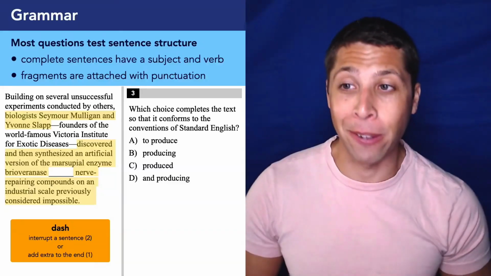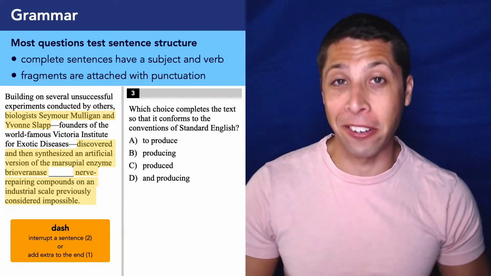So we can kind of listen and hear that it's not itself a sentence either. Founders of the world-famous Victoria Institute for Exotic Diseases. It's like just a description. So what we should do is ignore that part and pick up where we left off. Biologists Seymour Mulligan and Yvonne Slapp discovered and then synthesized an artificial version of the marsupial enzyme bryoveronase to produce nerve-repairing compounds on an industrial scale previously considered impossible.